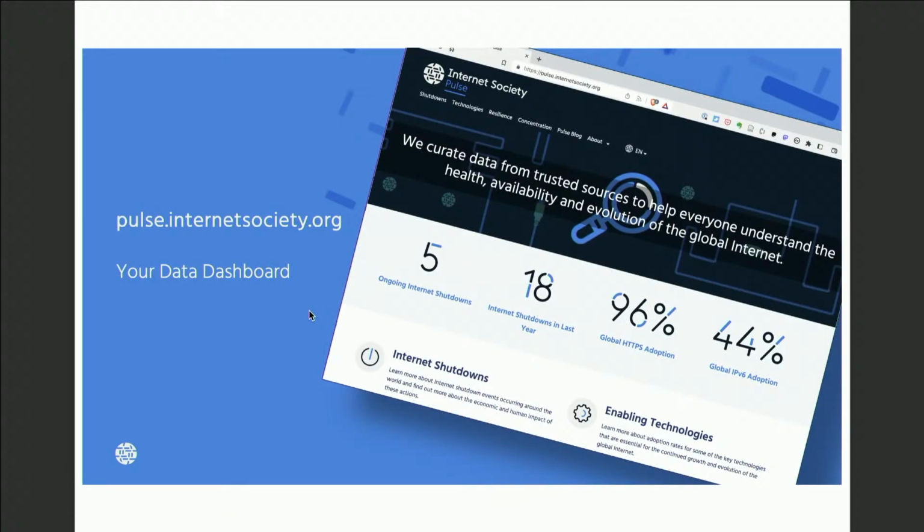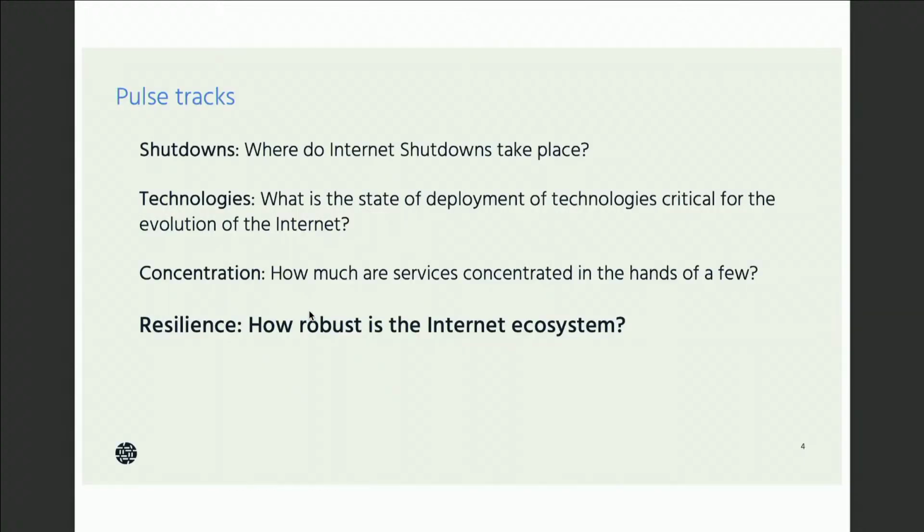So the Internet Society is running a project called Pulse. Pulse is a data dashboard. So we collect data from different sources and we present data on different things such as internet shutdowns, or countries shutting down the internet in their countries. And so we document how they are doing the shutdowns and the duration, and we also provide some cost calculation about what could be the business impact of those shutdowns.